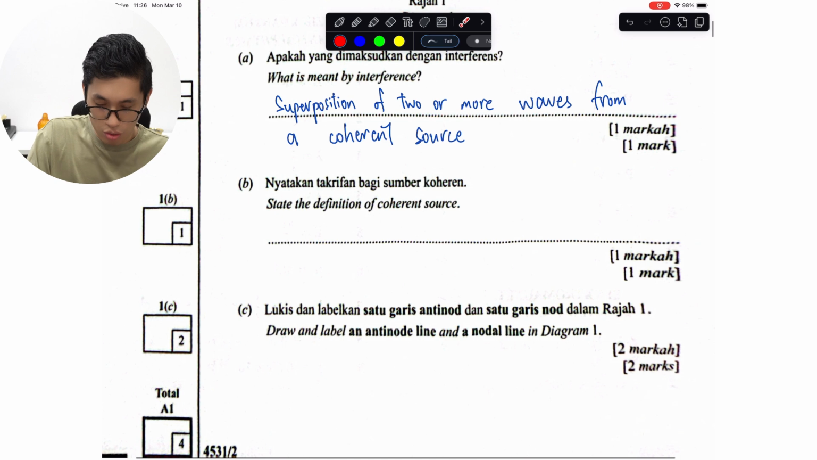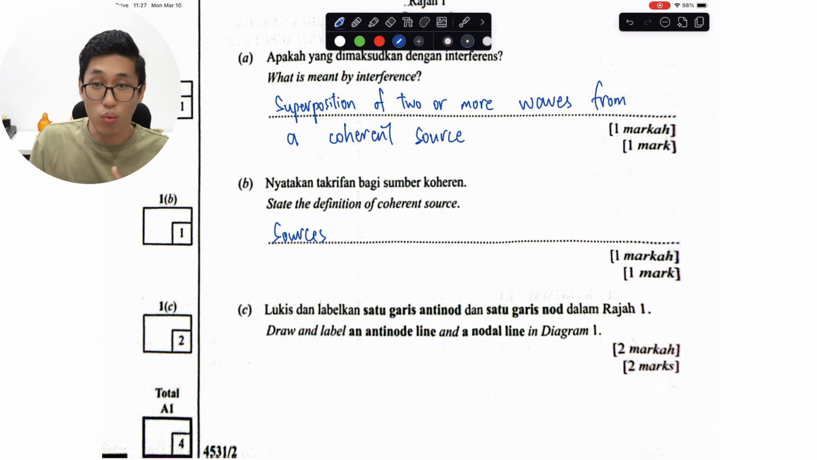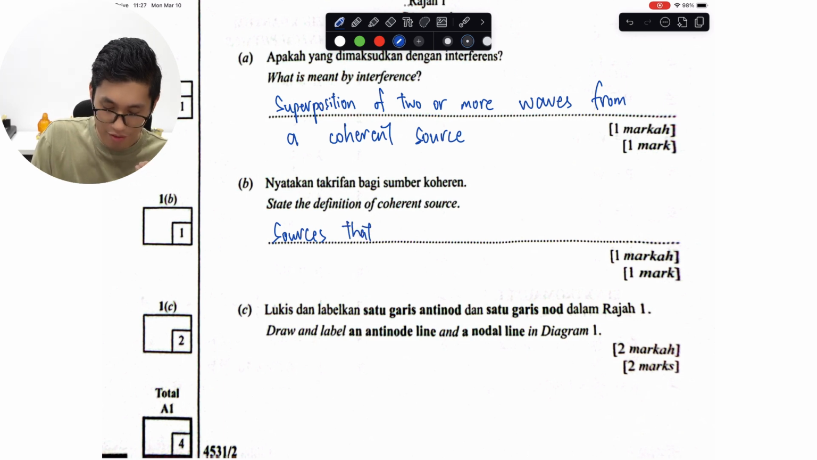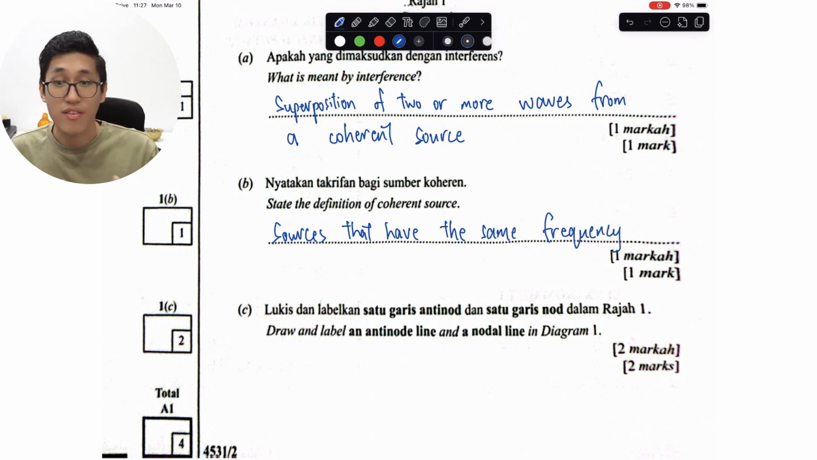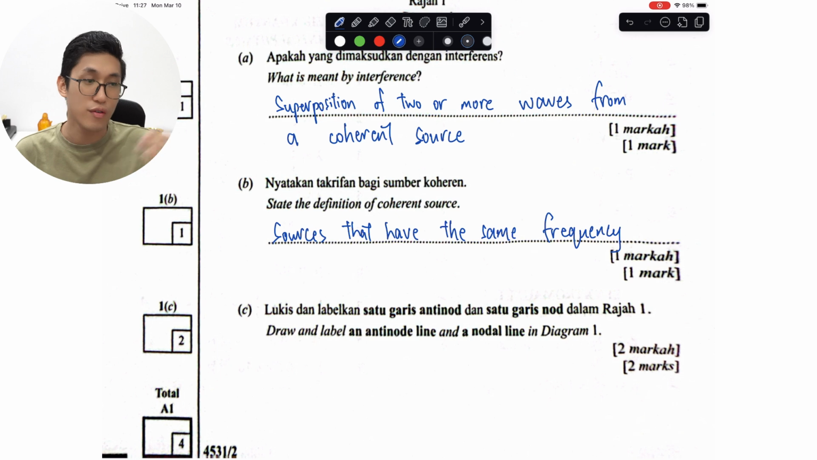So you say sources, or you can say waves, that have the same frequency. You don't need to write frequency and wavelength, because these two things affect each other. If you have a high frequency, you have a low wavelength. If you have a low frequency, you must have a high wavelength. So either one, you just have to say have the same frequency, or you can say have the same wavelength. No need to say both.